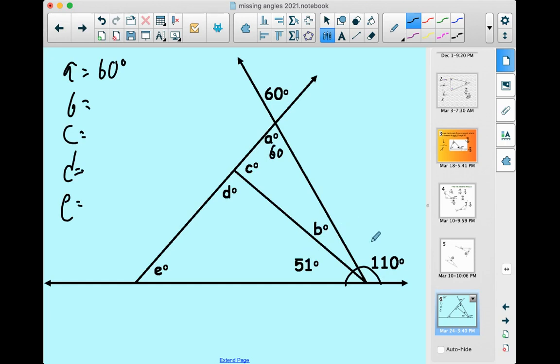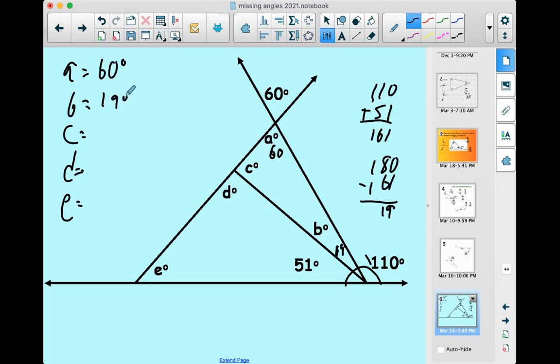these 3 angles make a straight line together. These are all supplementary. There's 51 degrees, B, and 110. All make 180 degrees together because of this straight line. So I can figure out how much B is by using that idea. So 110 plus 51 is 161. I want to subtract that from 180, and I get 19. So B has to be 19 in order for those to all add up to 180. So I solved for B.